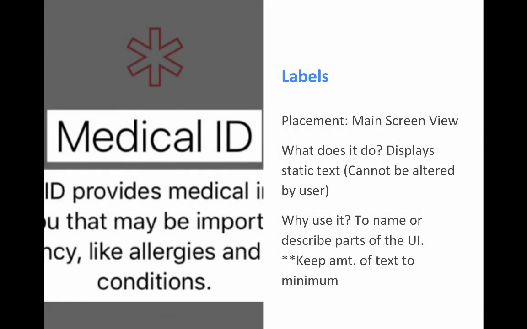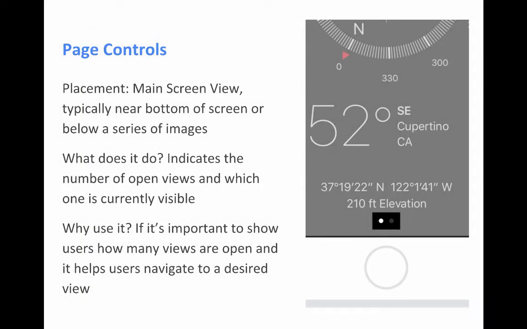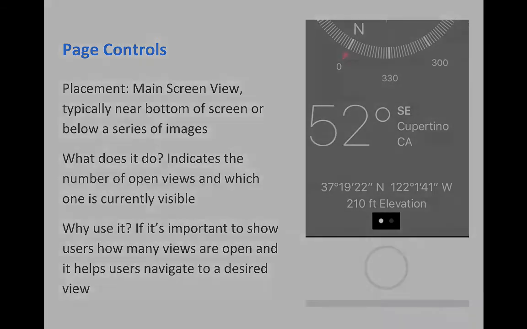These are labels, and they're used to display static text. These are page controls, and they indicate to the user how many open views there are and which one is currently visible. So in this case, if it's highlighted in white, it's saying that the first page is visible to the user.